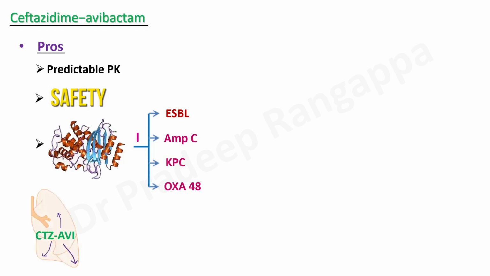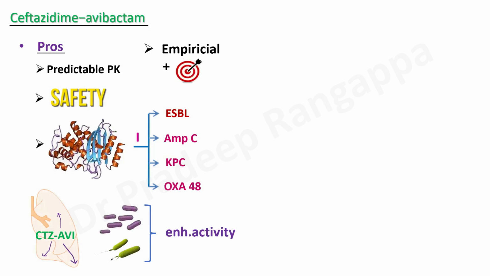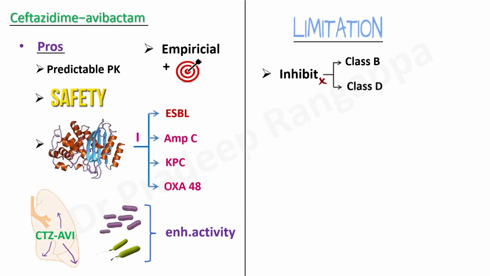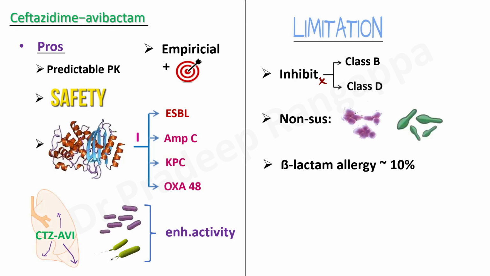And it is a good drug because it has good distribution in the lung and attains good epithelial lining fluid levels. It has enhanced activity against Pseudomonas and all the Enterobacterales species. And it could be considered for empirical or targeted therapy. Limitations: it is not effective against class B, not effective against Acinetobacter, not effective against anaerobes, and it cannot be used where there is beta-lactam allergy.